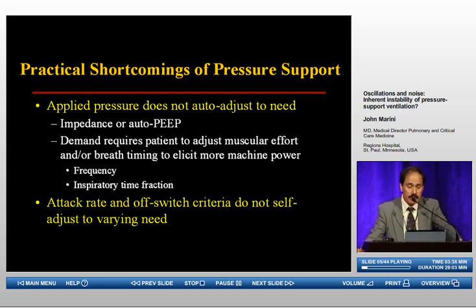The attack rate and the off-switch criteria do not, in general, self-adjust to the varying needs of the patient. And when you're comfortable and your attack rate is slow, and then you become agitated, you want a faster attack rate. And similarly, the off-switch criterion will often vary with the severity of the problem and the variations in the patient. These things do not change by themselves. You need to change them.